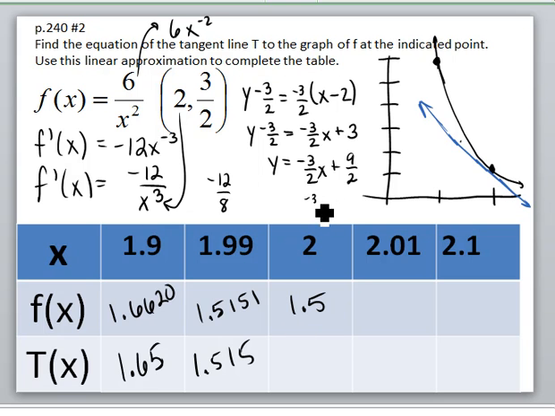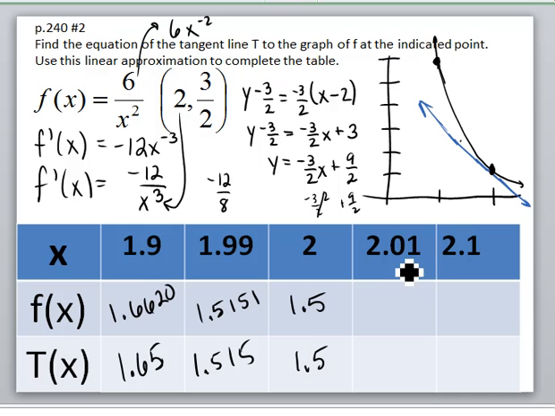I get negative 3/2 times 2 plus 9/2. Those cancel, so I have negative 3 plus 4 1/2, which is 1.5 as well, which is what I should get because these two, the function and the tangent line, share that common point. So I should be getting the same values there. As I look to the right of this, something very, very close to 2. Remember, what we're trying to do is use a tangent line to approximate the actual height of the function.